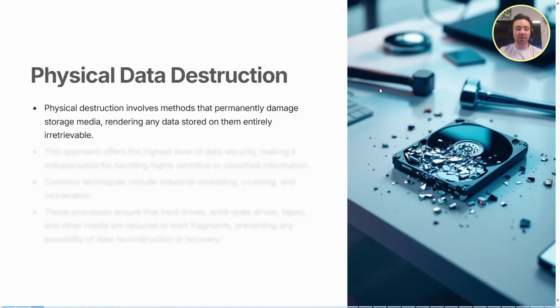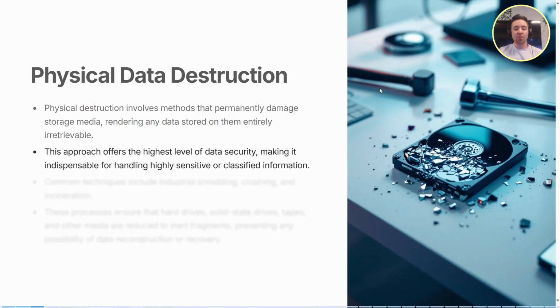We want to destroy it so that we're permanently damaging it. This way, we make sure no one can ever access it. There's 4 common things that we need to know about. We've got industrial shredding, we've got drilling, we've got incineration, and we've also got something called degaussing.